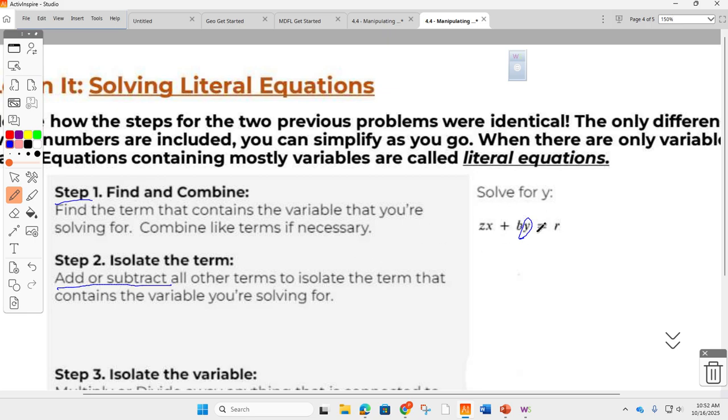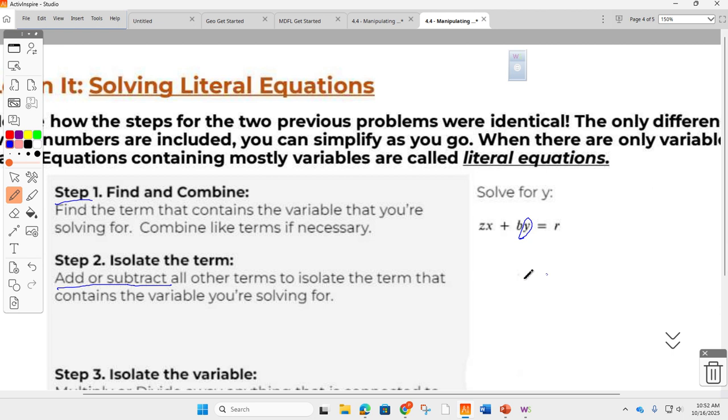This is z times x plus b times y equals r. So the y term is what we're looking at. We can't see a constant term anymore because they're all variable terms, right? So what do we need to add or subtract from the y term? What do we need to add or subtract from that term, Soraya? What's being added to it?